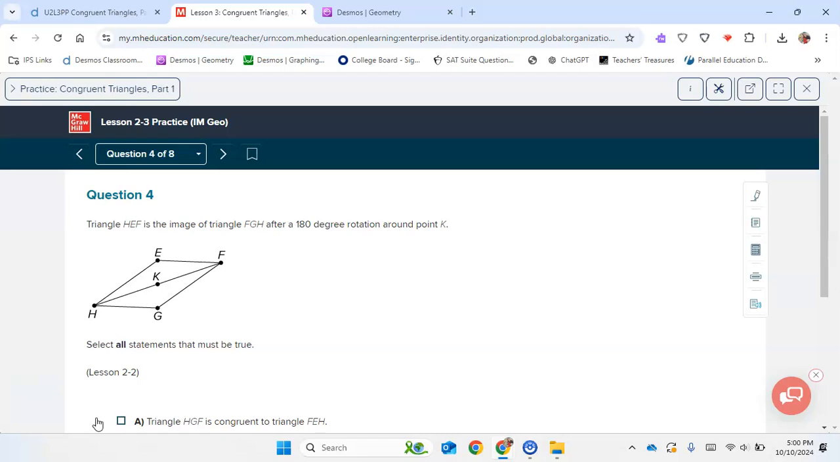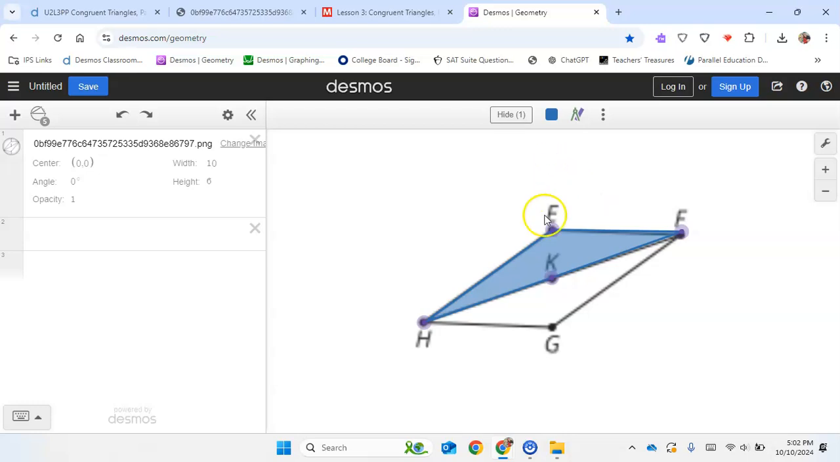Question 4. Triangle HEF is the image of triangle FGH after a 180-degree rotation around point K. All right, 180-degree rotation around point K. So you can see this angle EHF became GFH, right? It went upside down.